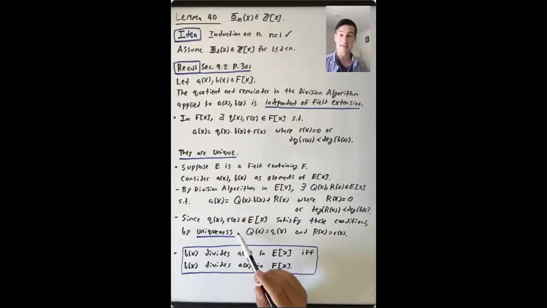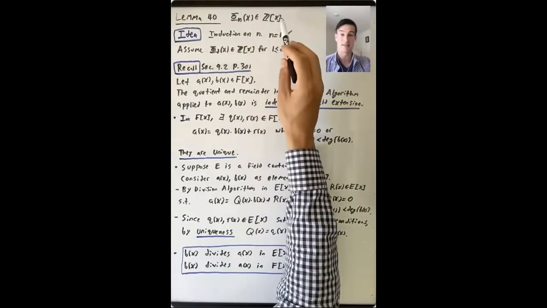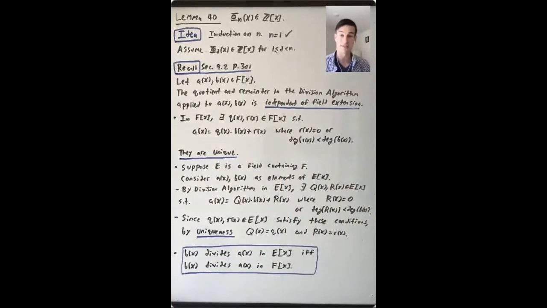So by the uniqueness of the quotient and remainder in the division algorithm in the polynomial ring over a field, this element in E bracket x, Q, is the same as this q we had before, and this new R is the same as this r from before. So one special case of this is that b divides a in E bracket x if and only if b divides a in F bracket x. This is the fact that we're going to use in showing that the cyclotomic polynomial has integer coefficients. So let's keep this in mind. I'll pause and erase and continue with the proof.